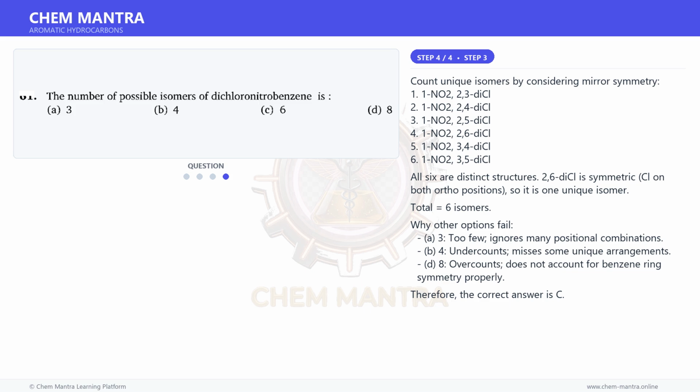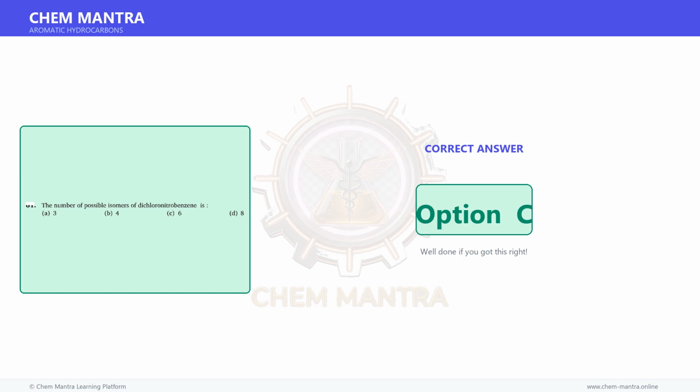Why other options fail? A. 3, too few, ignores many positional combinations. B. 4, undercounts, misses some unique arrangements. D. 8, overcounts, does not account for benzene ring symmetry properly. Therefore, the correct answer is C. Therefore, the correct answer is option C.